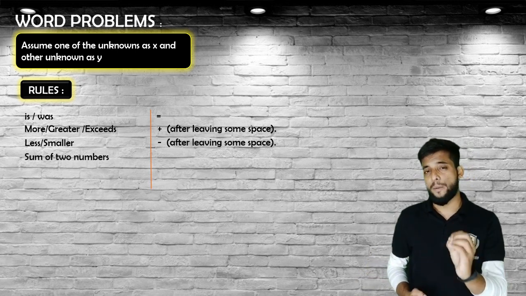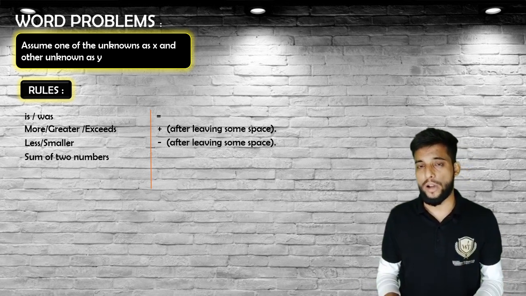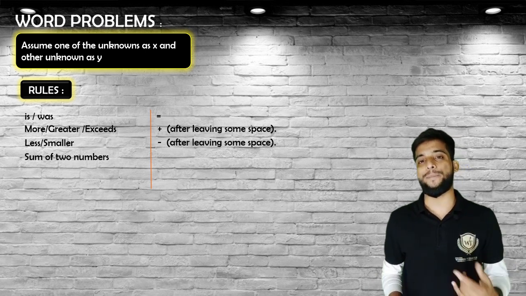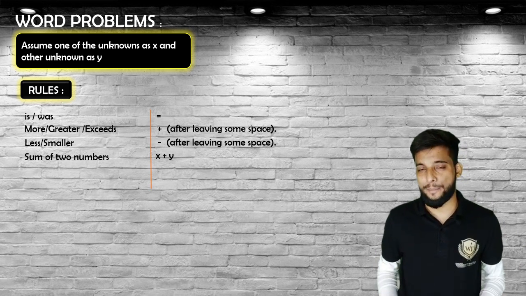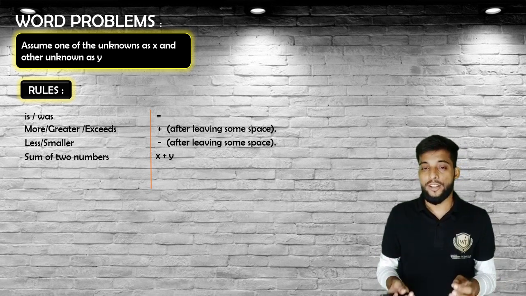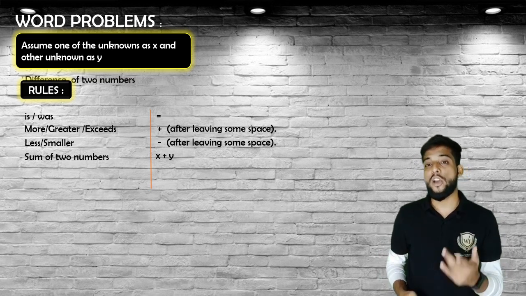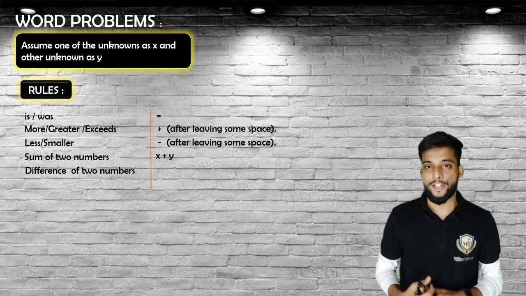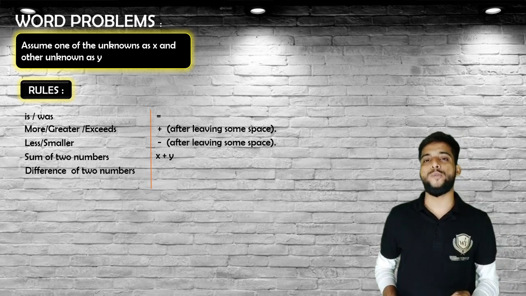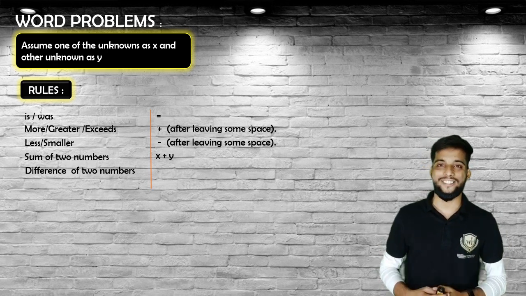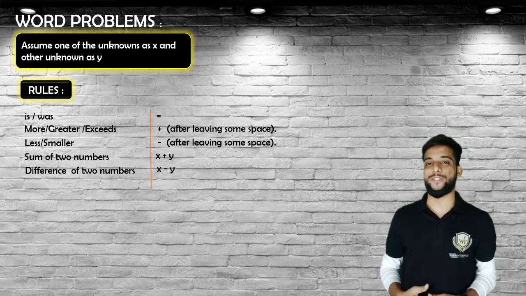If you have words like sum of two numbers, right? So we'll assume the two numbers as x and y, and the sum of two numbers will be represented by x plus y, right? Students, these are just basic examples to make you understand the rules. So you can use other variables too, no problem, right? If you have difference of two numbers, we are going to assume the two numbers as x and y, but at the time of difference always remember to mention which number is greater. So if we have x greater than y, it will be written as x minus y.